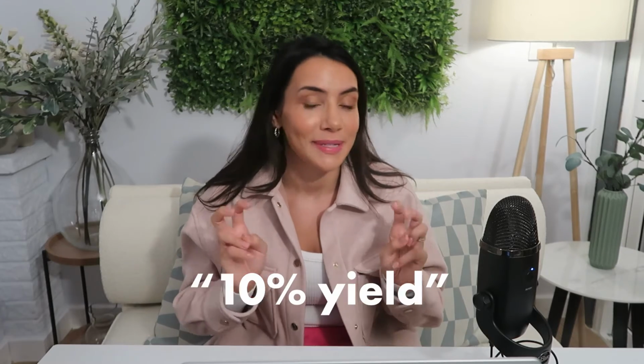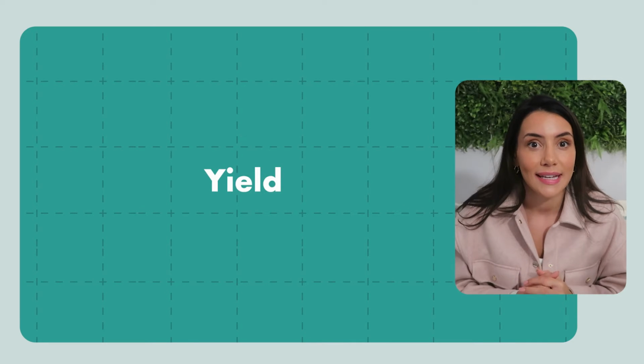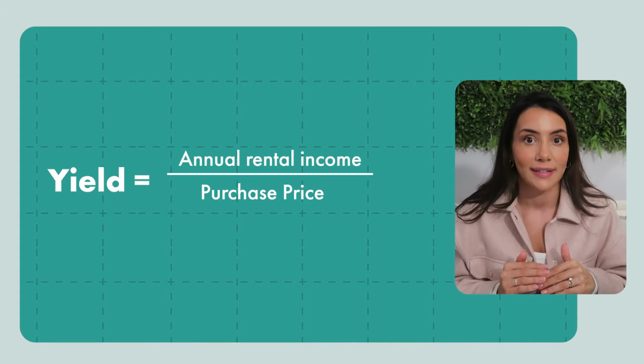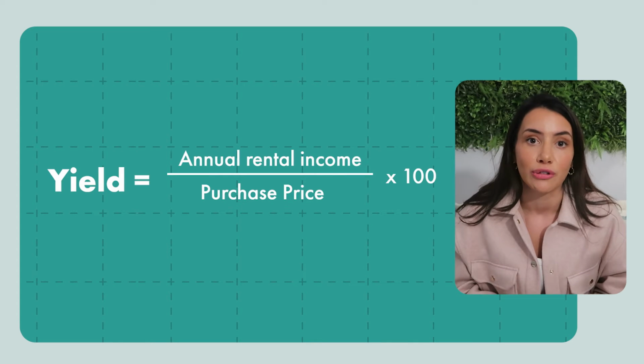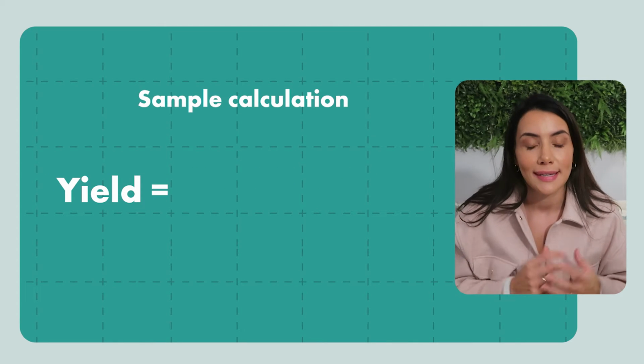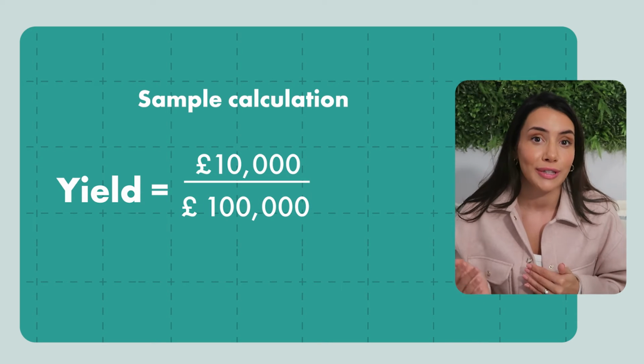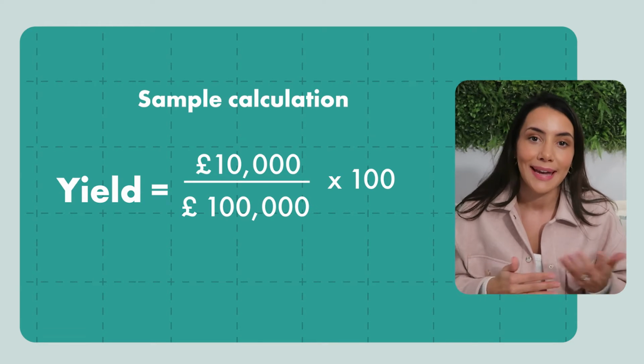Quite often, we see properties go up for sale that are advertised as producing a 10% yield. This is often to attract investors to buy. Now, yield is calculated by dividing the annual rental income by the purchase price and then multiplying that by 100. So if a property produces £10,000 per year in rental income and it costs £100,000 to buy, then that will give you a 10% yield.